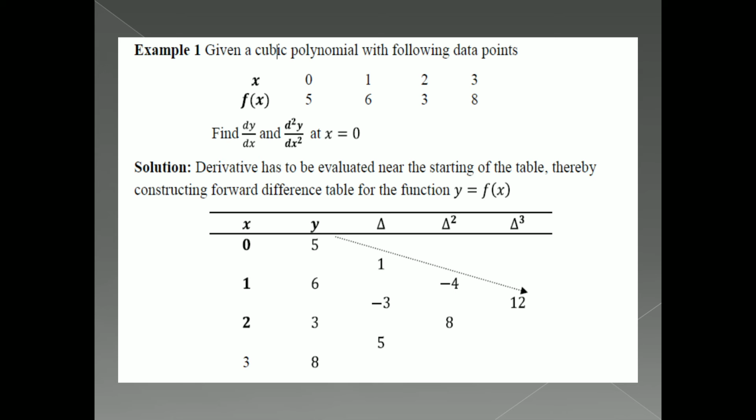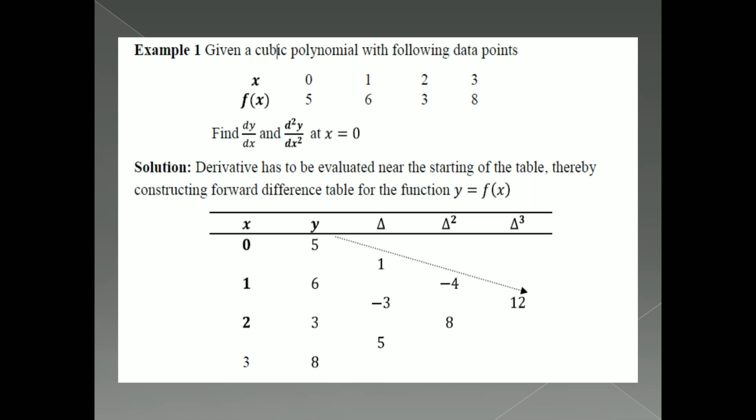Similarly, for the third order difference, we have to take a difference between minus 4 and 8. So subtract minus 4 from 8, and we get the third order difference, and its value is 12.